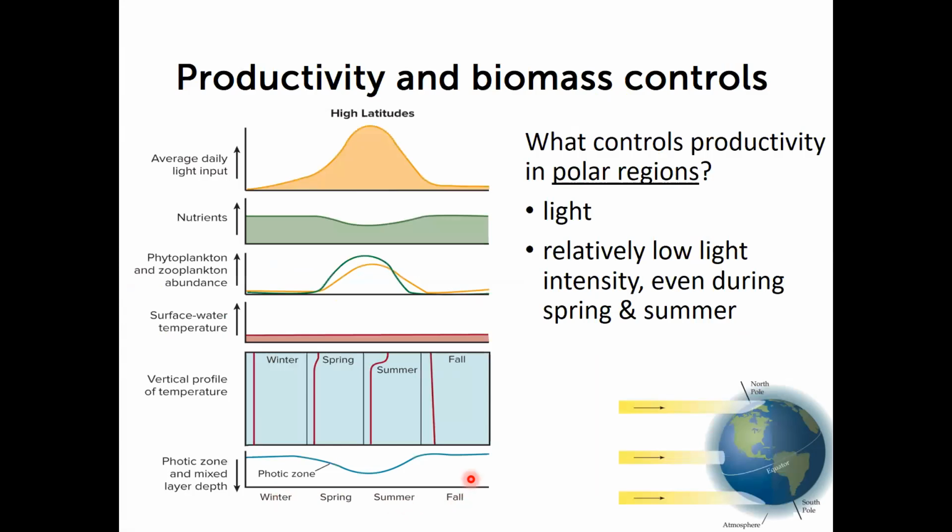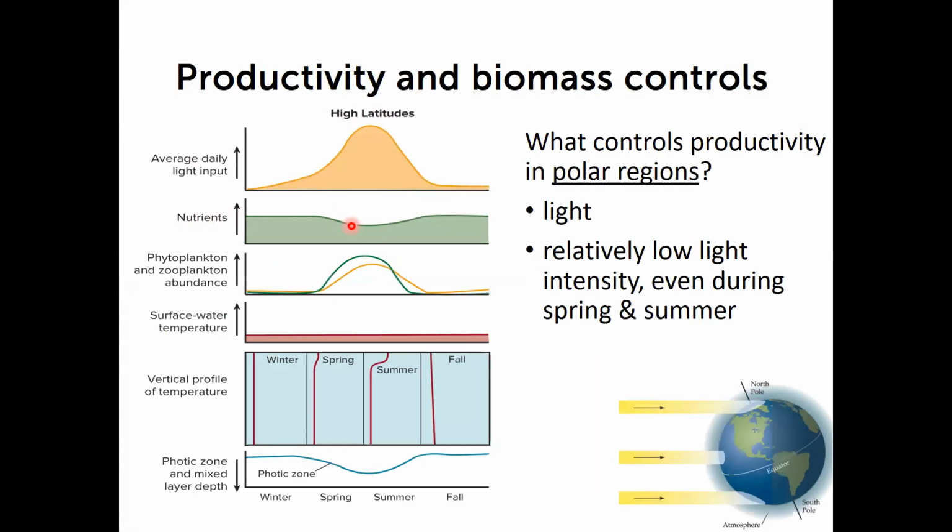So the main factor controlling productivity in polar regions is sunlight. Remember, in the winter, we have no sunlight. The sun never rises. So we have 24 hours of darkness. In the spring and the summer, and this example is for the North Pole, we have 24 hours of sunlight. And then in the fall, the sun sets and doesn't come back up. So throughout the year, we have a really big range of light intensity that's hitting polar regions.